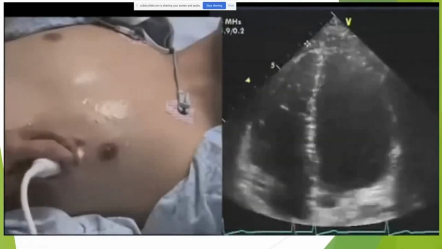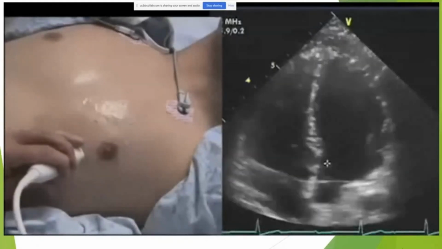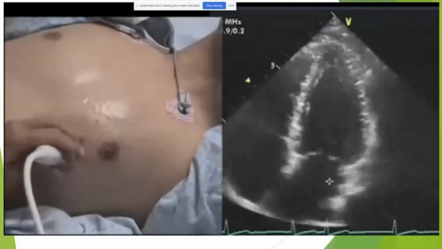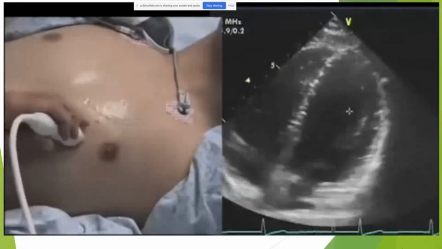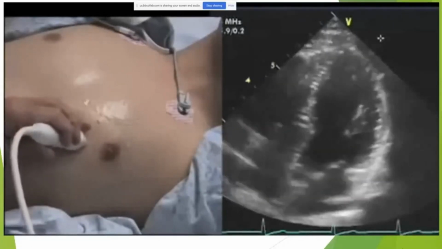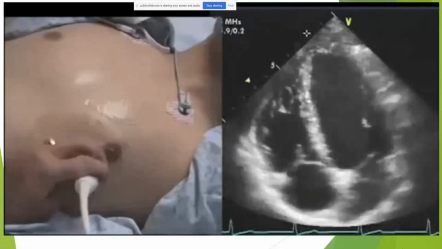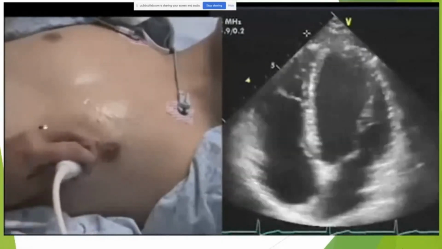So we've learned AO is too anterior, coronary sinus is too posterior, and how to orient the view. If the apex is pointing off the right side of the screen, we move right. If the apex is pointing off the left side of the screen, we move left to get the perfect four-chamber view.